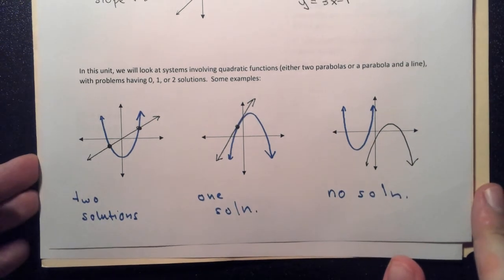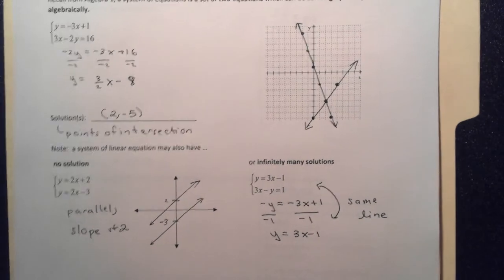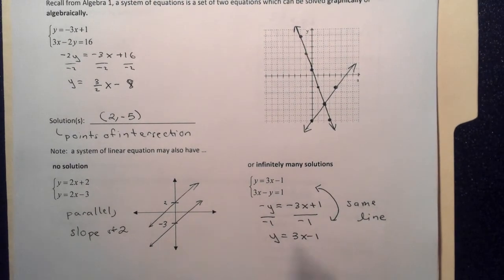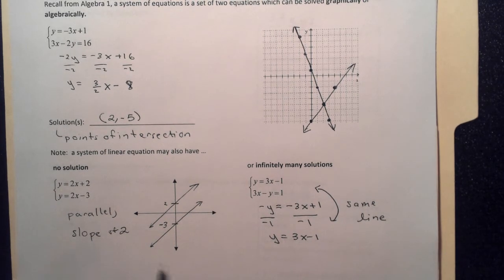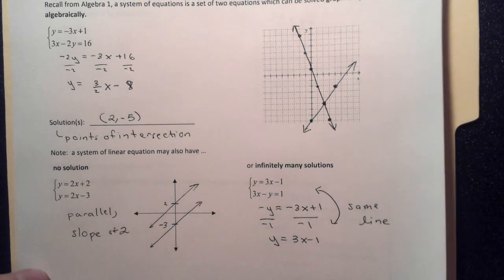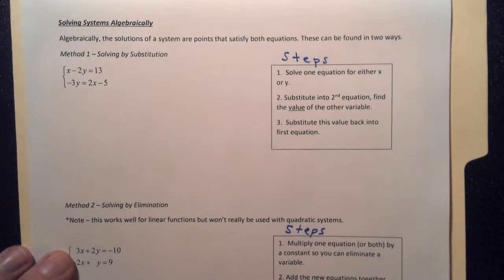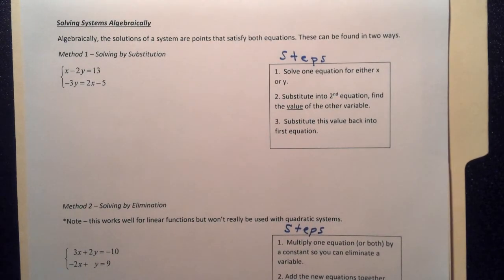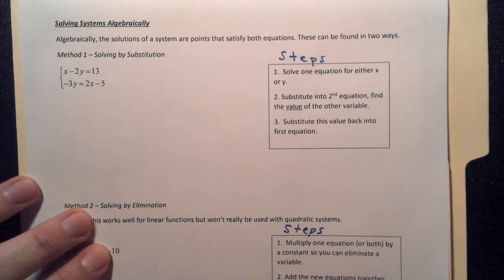So we just looked at how to solve this graphically. Graphically, we know the solutions to a system of equations are the points of intersection, of which there can be one, there could be none. When we get to quadratic systems, there could be two. How do I solve these things algebraically? Well, there are two methods for solving a system of equations algebraically. The first method, and the one that we will be using mostly this year, is solving by substitution.